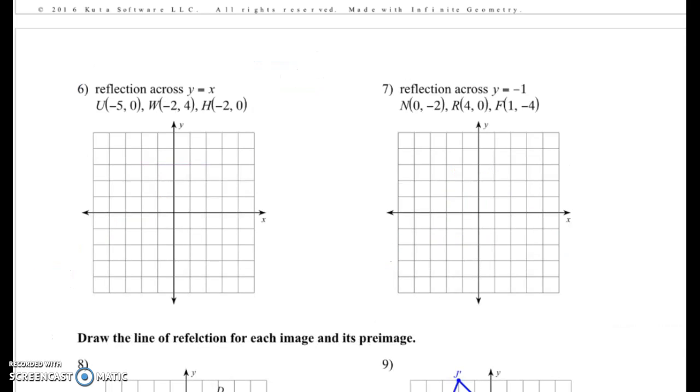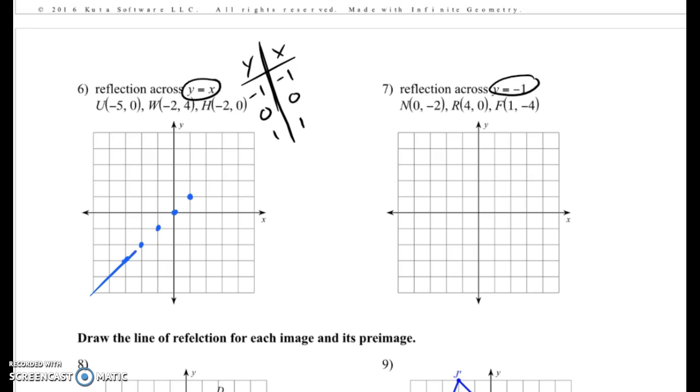For problems like 6 and 7, it's asking across a specific line. So y equals x. I'm going to do a table to figure out where that's at. First start with -1. Plug in -1, that means that x is -1. If we're plugging in 0, that means that that's 0, 1, 1. So my line is at each of these points. Just connect them.